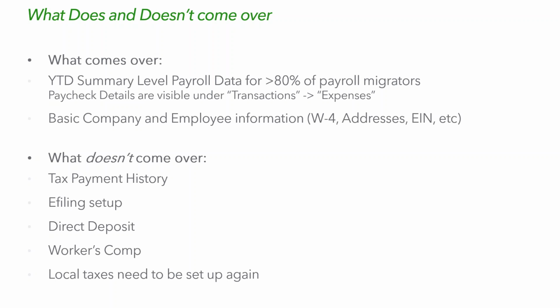Again, what does not currently come over, though we are still working on all of these, is tax payment history. So for the year, you're going to have to re-enter that. E-filing steps will have to be redone. Direct deposit information will have to be re-entered for each of the employees. Workers' comp will have to be set up again. And then local taxes, check them out and try to make sure that they're set up correctly as well. Again, these are all things that we are working on, but for right now, unfortunately, you're going to have to re-enter them. But at least the majority of stuff does come over just fine.